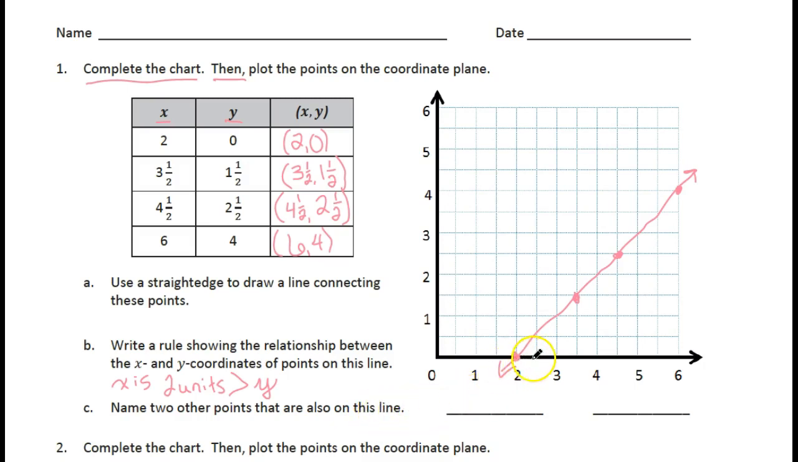Name 2 other points that are also on the line. So I'm going to go right here, and I'm going to say 2.5. And I know that the next one is going to be 2 smaller than this. So it's just going to be a half, right? So if we go to 2.5, we're only going to go up 1/2. And that's true. It shows up right there on the line. And so 1/2. And so remember what we were doing is we were taking this number, subtracting 2 to get the second one.